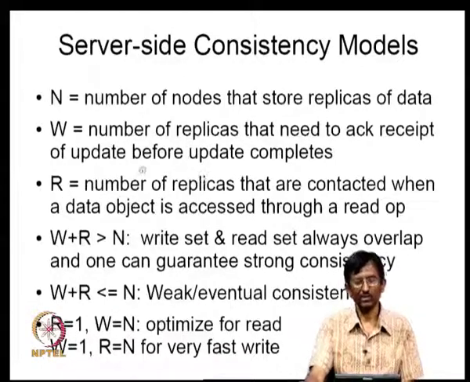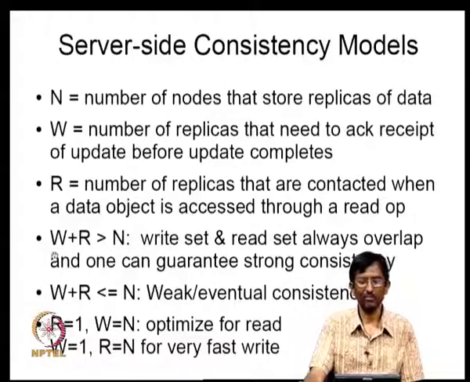Basically what is going to happen is that if n is the number of replicas, you might call W the write quorum and R the read quorum. If the write quorum and the read quorum together is greater than n, that means that there is some overlap between the write set and the read set. And because of this, you can guarantee strong consistency.